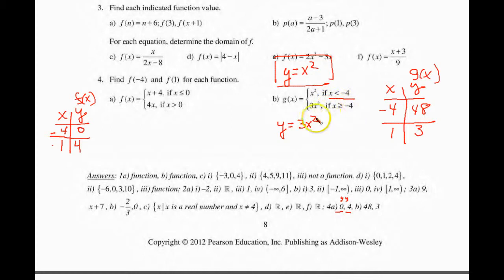So both of these values will apply to this equation, y equals 3x squared, where they're using the function g here. So x is going to be a -4 that we're squaring, gives us a 16, times 3 gives us our 48. And then 1 also applies here. X squared is 1. 3 times 1 is 3, and that's what we get. So these are our answers.